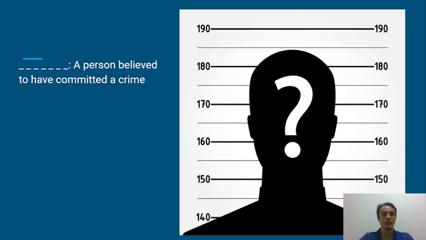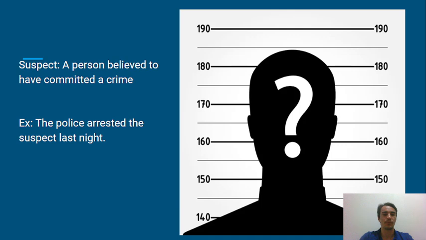The first one is a person believed to have committed a crime. What do we call this person? It is 7 letters, right? A person believed to commit a crime. So they don't necessarily have to commit the crime. It's just believed to have committed the crime. We call it suspect, right? Suspect. For example, in a sentence, the police arrested the suspect last night.